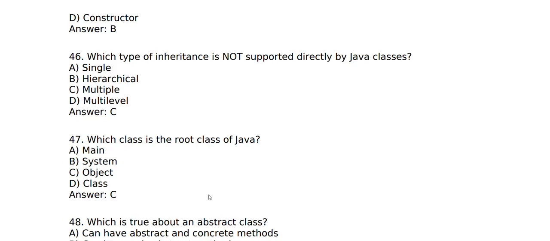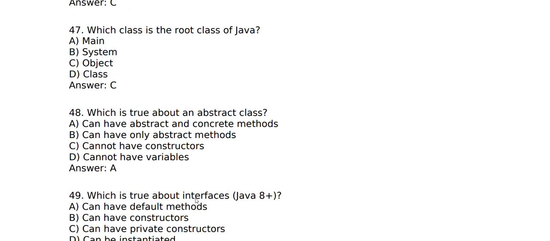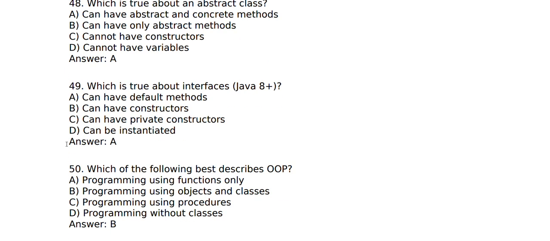Which class is the root class of Java? This is Object. Which is true about abstract class? It can have abstract and concrete methods, and these three options are eliminated because they are not properties of an abstract class. Which is true about interfaces? That is can have default methods. Which of the following best describes object oriented? This is programming using object oriented concepts, that is using objects and classes.